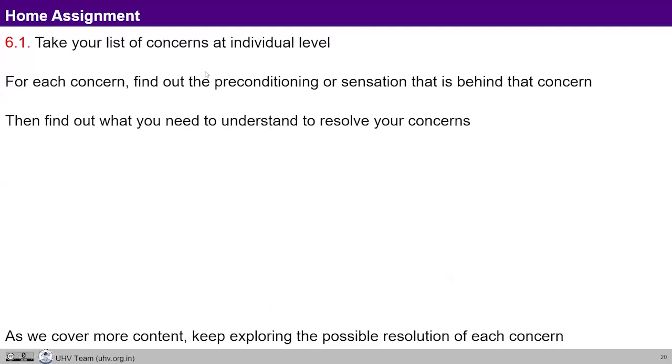Then the assignment is to take your list of concerns at the individual level. Now the child has to pick any one concern. Maybe peer pressure is not a concern for me. Okay, my concern could be the health of my parents or the poor economic condition of my parents. And then I have to see how it can be resolved. So in the next session, the child can come up with that concern and discuss it in detail. Nice.